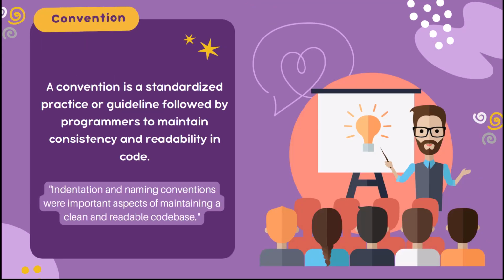Convention. A convention is a standardized practice or guideline followed by programmers to maintain consistency and readability in code. Example: indentation and naming conventions were important aspects of maintaining a clean and readable code base.